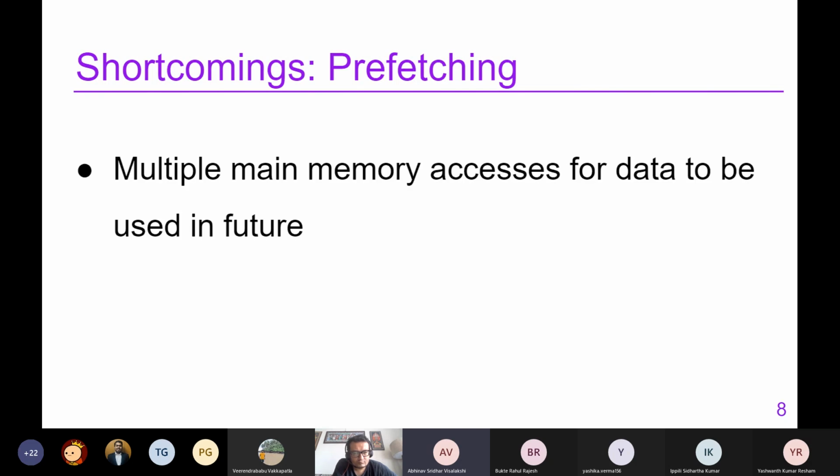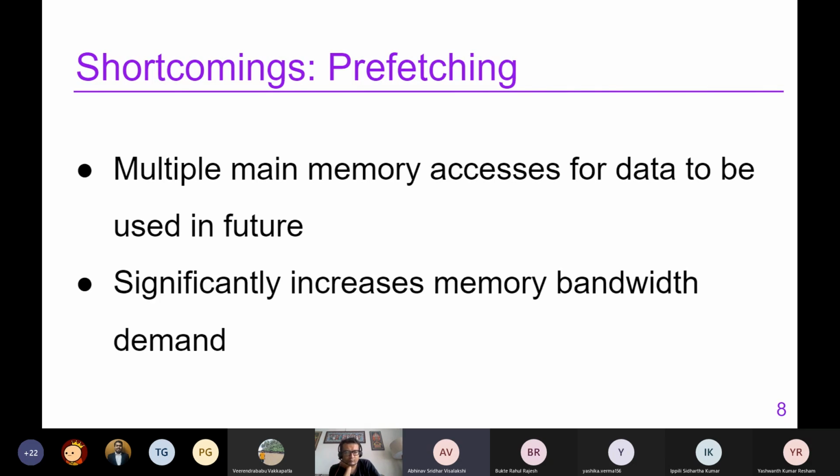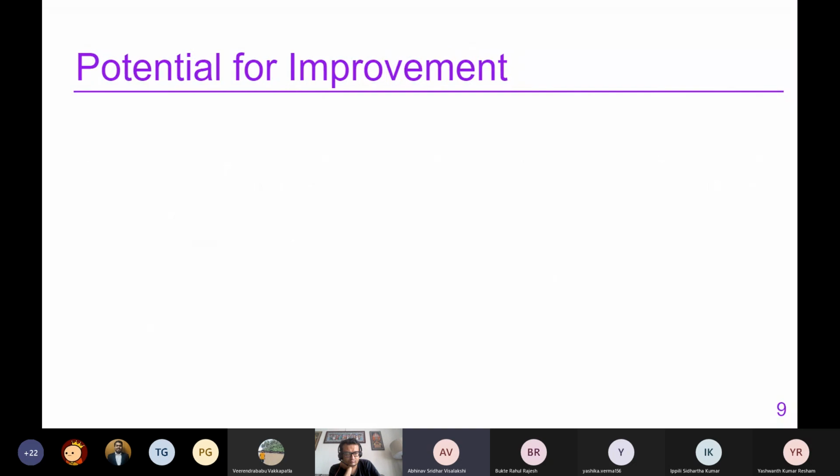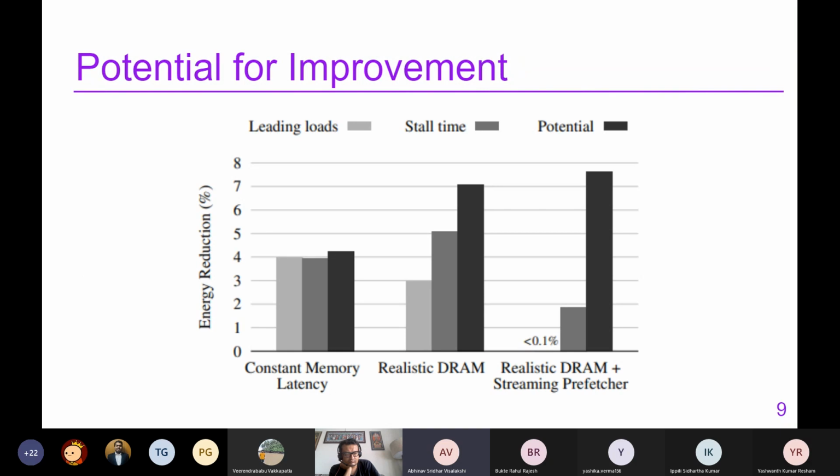So prefetchers introduce multiple main memory accesses for data to be used in the future. This will significantly increase the memory bandwidth demanded by the processor. Now, to motivate the need for this proposal, I show you this graph.